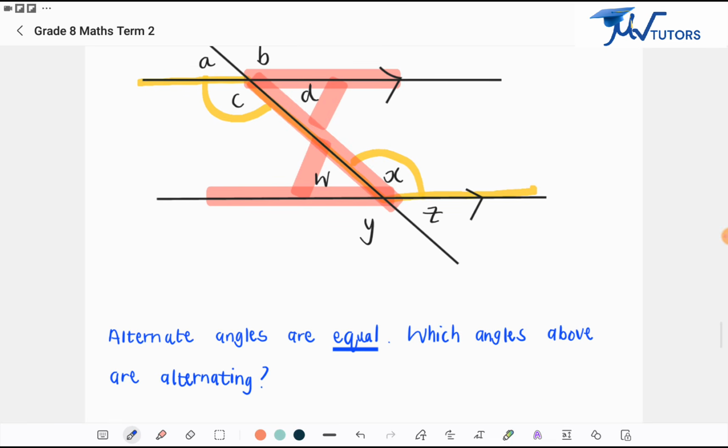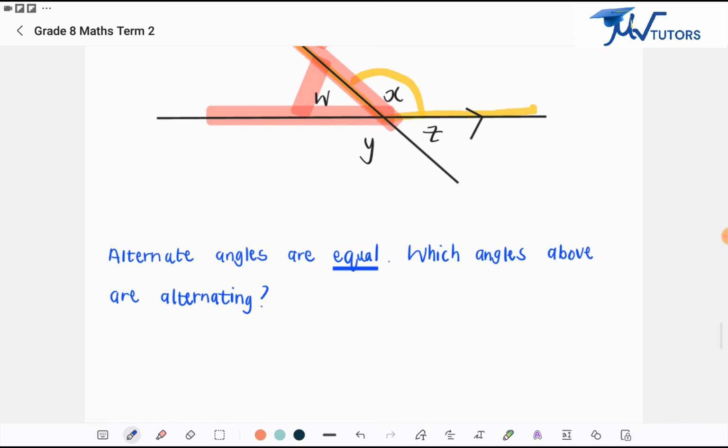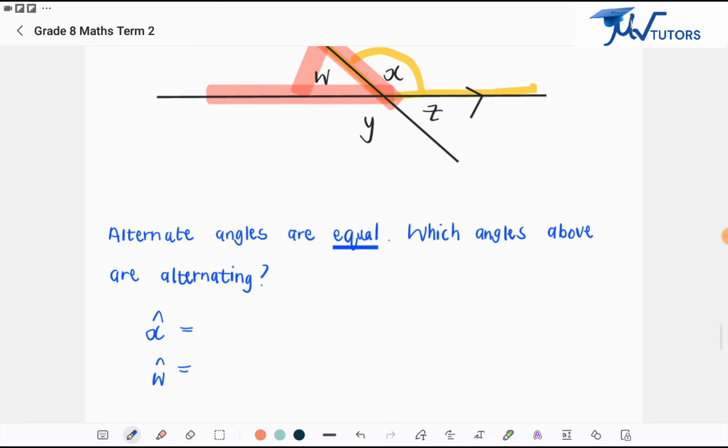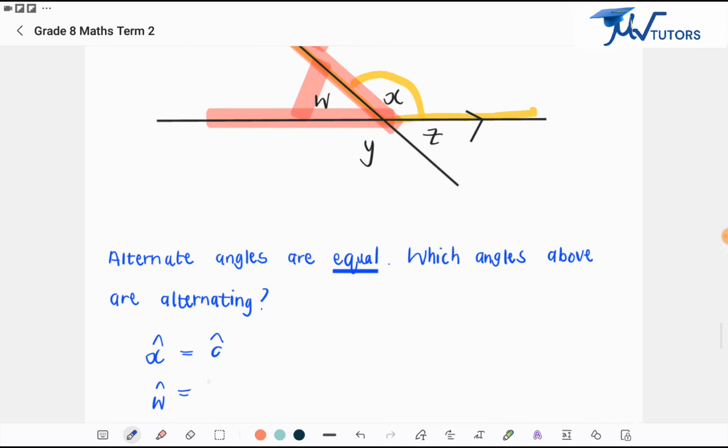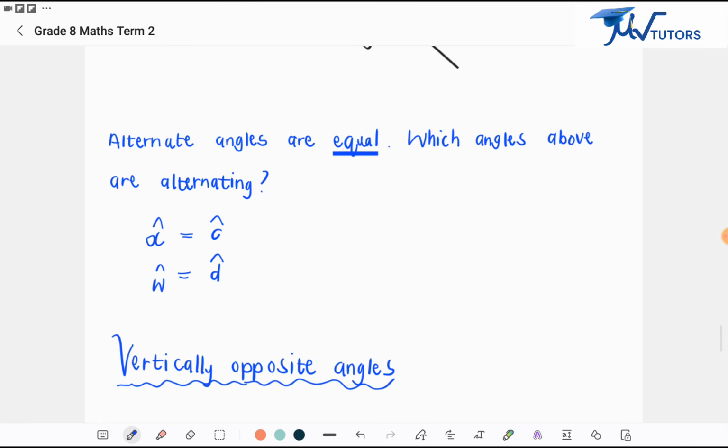So if we were to identify which angles above are alternating, like we said, we have angle X there, and we have angle W there. So X is equal to C and W is equal to D. Okay, those are our alternating or alternate angles.